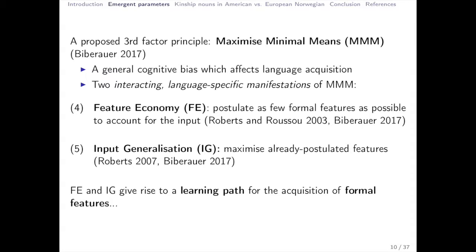Then there's input generalization, which basically is a bias towards, once you've identified a formal feature, you will try to apply it as widely as possible. So this can give the effects of analogy. Together, feature economy and input generalization give rise to a learning path for the acquisition of formal features. And that's rendered in example 6.